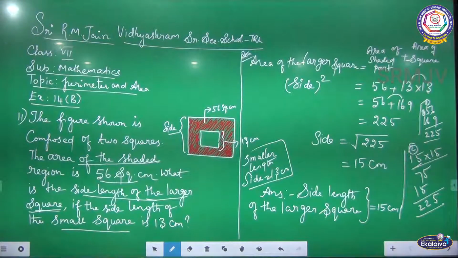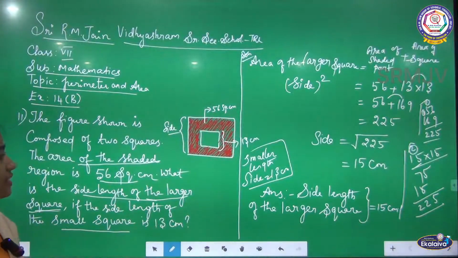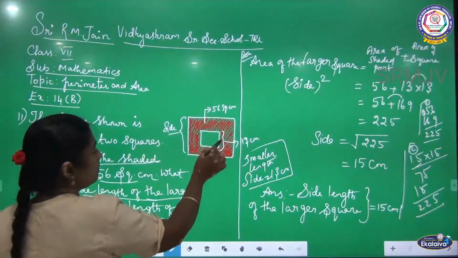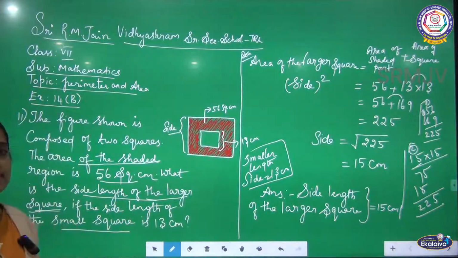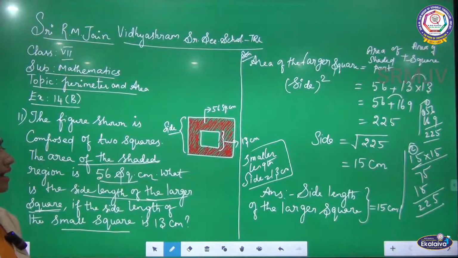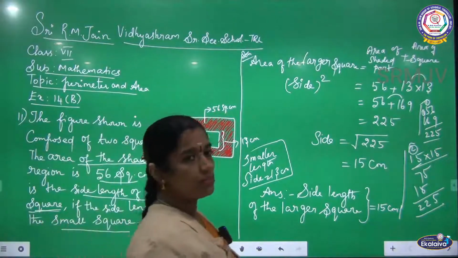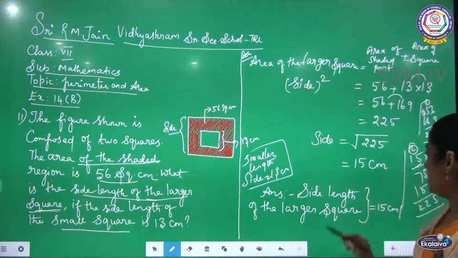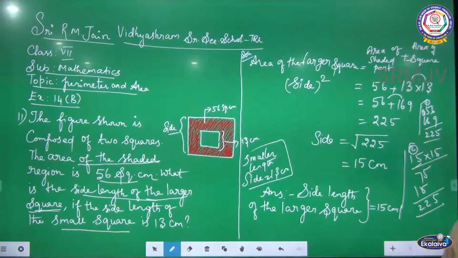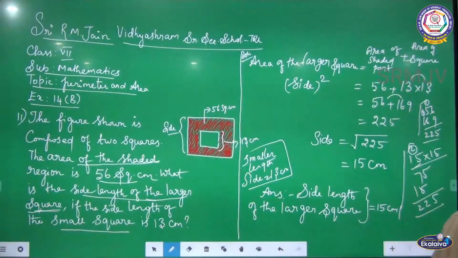See, I am going to find the larger side length. So what is that? The shaded part plus the inner square. When I am adding that, I can get the area of the largest square. But they are asking only the side. So I am going to take the square root. Once I am taking the square root of 225, what is my answer? 15 centimeter. Can you clear this? Shall we move on to the next sum?